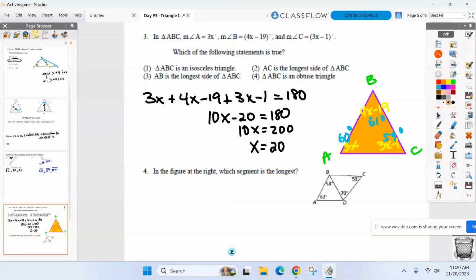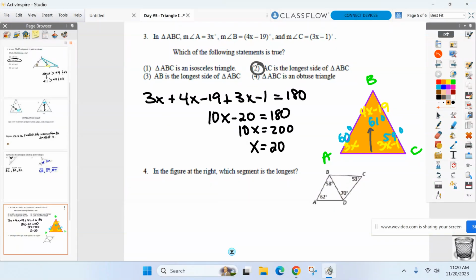Choice 1, it's isosceles. No, it's not. Not unless I have two angles congruent, which I don't. Let's go to choice 2. Is AC the longest side? Well, AC is across from 61. Is that the biggest angle? Yes, it is. So AC is going to be the longest side. Let me just go over choice 4. Why it's not obtuse? Because I don't have an angle greater than 90. Yep, this is actually an acute triangle, isn't it?